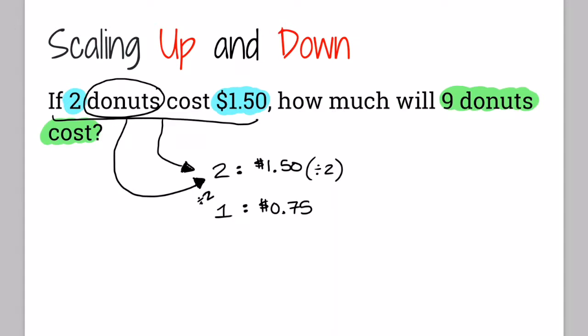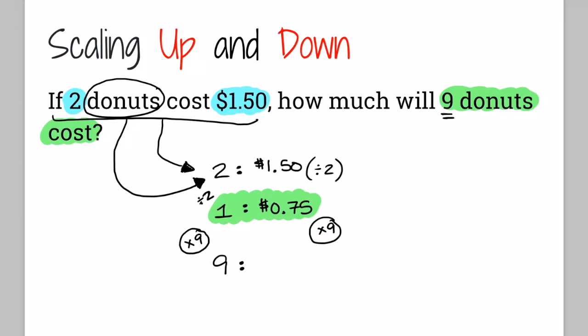And I've got my ratio here that tells me how much that unit is. But the question wants to know how much 9 will cost. And this is essentially me scaling back up. Now I need to know what 9 of these would cost me. How do I get from 1 to 9? Well, I'm multiplying by 9. So I need to multiply my 75 cents times 9.